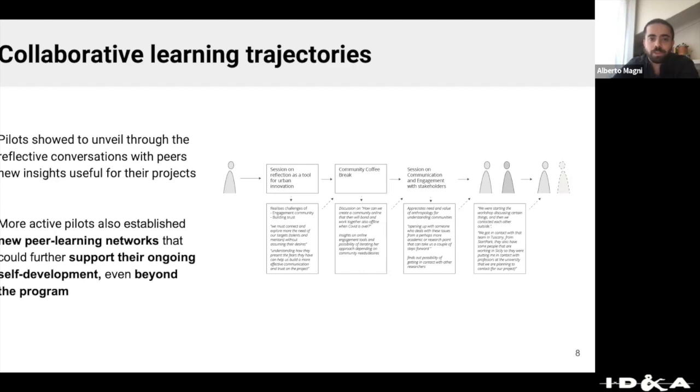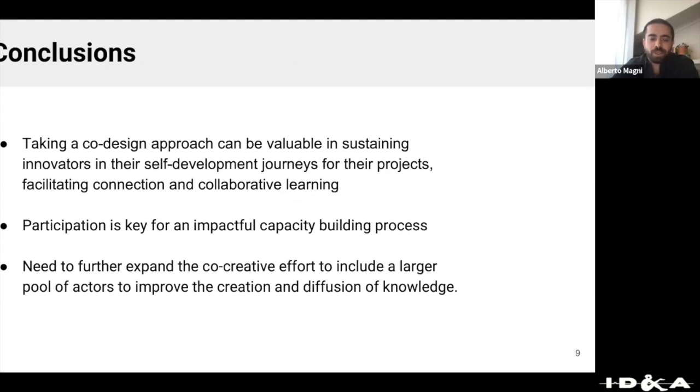This demonstrated how it was possible for participants to really build learning networks throughout the program that could sustain them during the program itself and also beyond for the growth of their projects. Here we come to our conclusions.